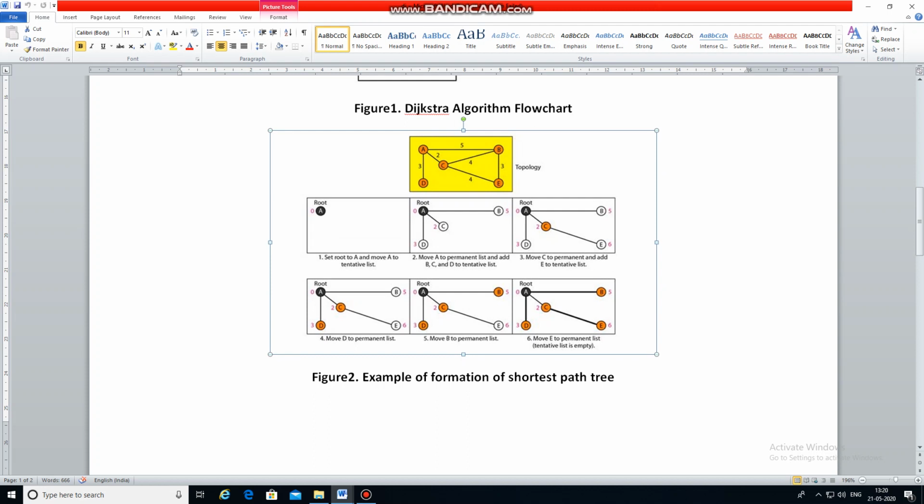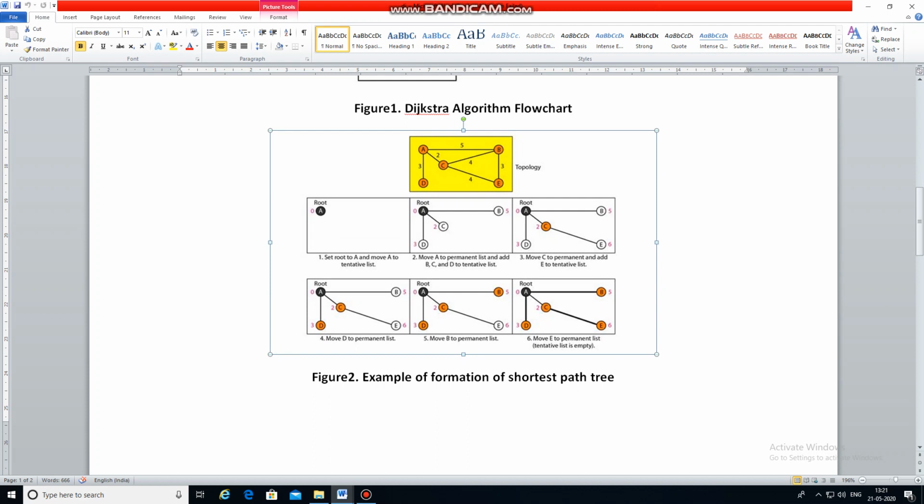Now we will move B to the permanent list, right? Now in the permanent list we have A, B, C, D and their weightages, right? Now we will find the path to E, right? You can see in this diagram, the path to E can be calculated as A to B, B to E. If you take the path weightage, then it will be 8, right?